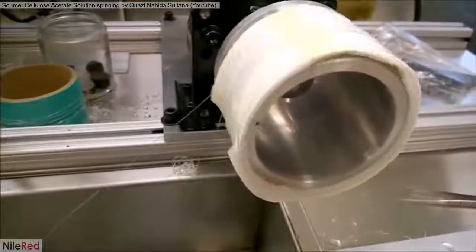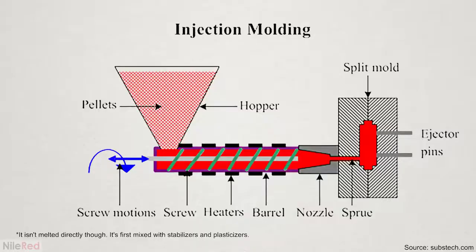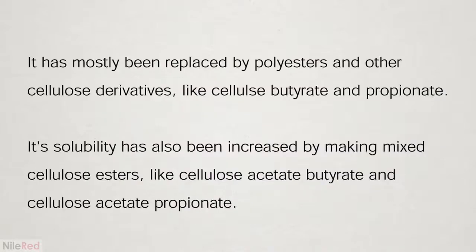Once dissolved, it's usually spun into fibers or made into plastic films. The diacetate has a much lower melting point, so it can also be liquefied and then injection molded. Over the years though, these cellulose acetates have been slowly replaced with newer and superior polymers.